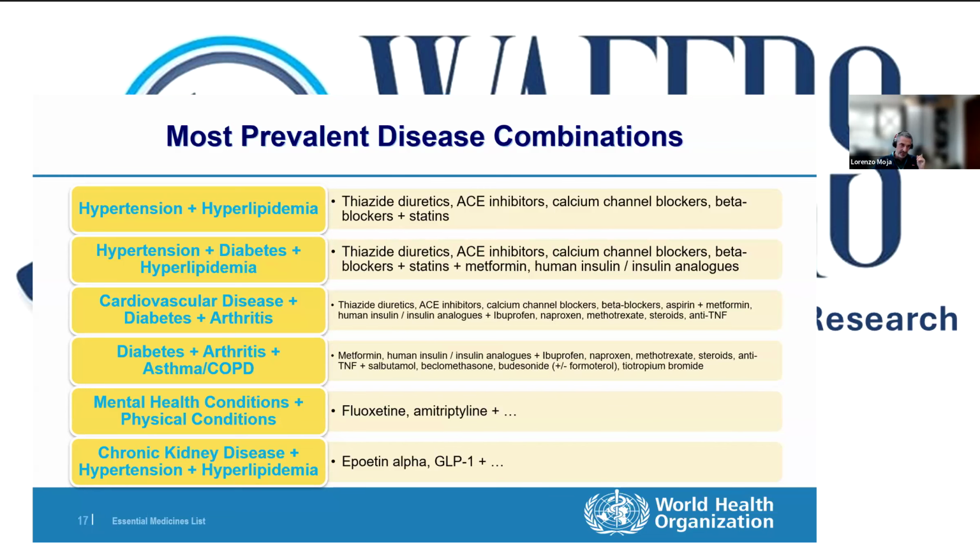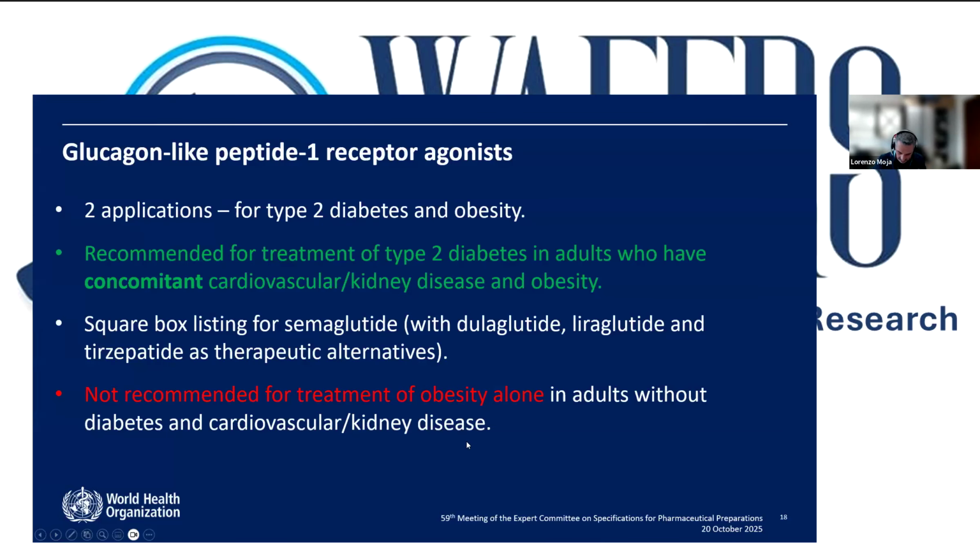And on GLP-1, I'll say a few words, to get a sense of the importance of multimorbidity for GLP-1. Potentially we did so also with the fluoxetines before, but for GLP-1 you see that the EML is listing these medicines with already a recommendation for an indication that is multimorbidity. Basically, it's recommended for the treatment of type 2 diabetes in adults who also have concomitant cardiovascular or kidney disease, risk factor disease, and obesity. So you see that now we are in an era in which even the recommendations in the EML are already incorporating multimorbidity from the beginning as a key factor.